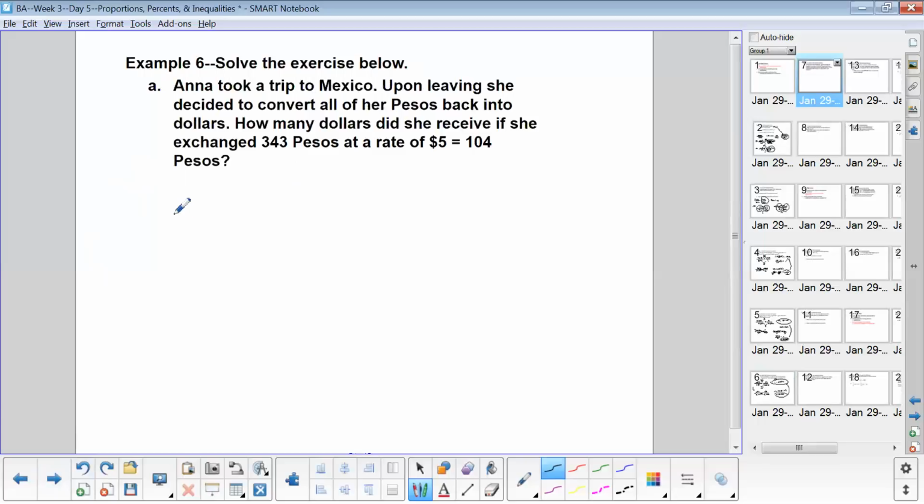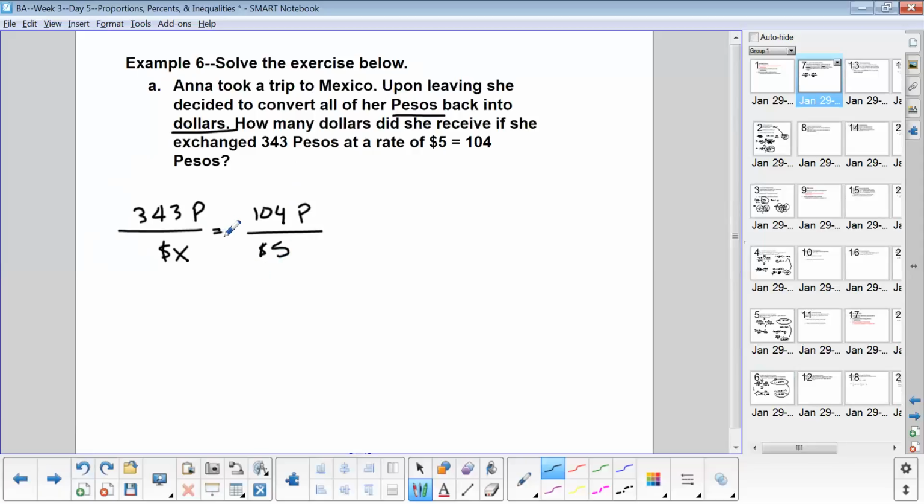Number 6, I know Anna took a trip to Mexico. Leaving, she decided to convert all of her pesos back into dollars. So how many dollars did she receive if she exchanged 343 pesos? I just want to know how many dollar amounts is that. But we've got to know something. We've got to know the exchange rate, and looks like about 104 pesos for every $5. So we're just trying to figure out what would be that result here.